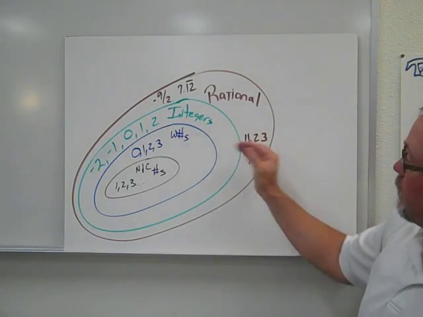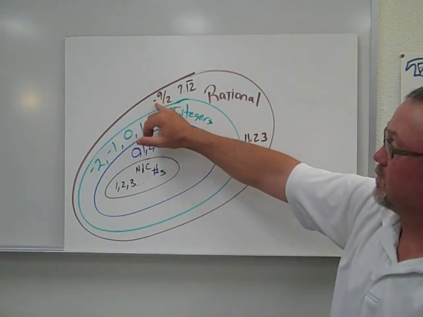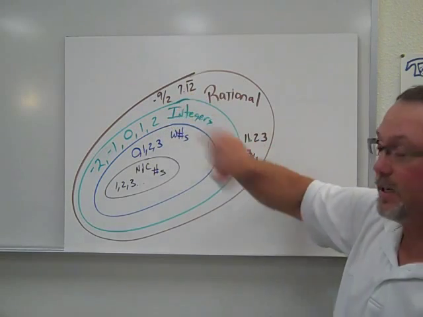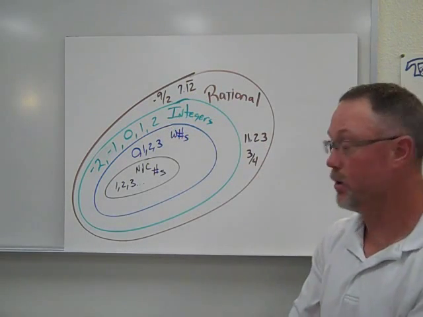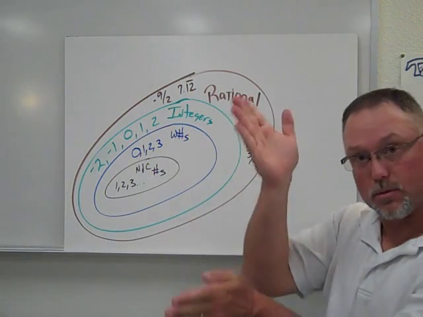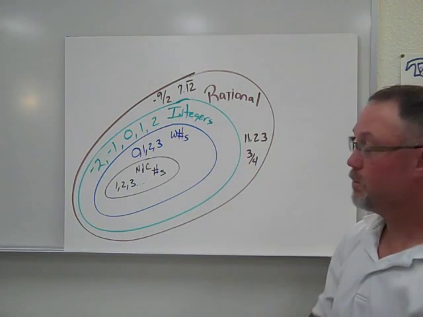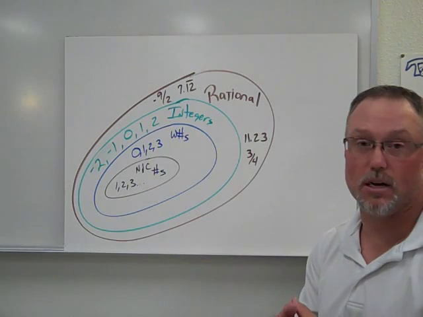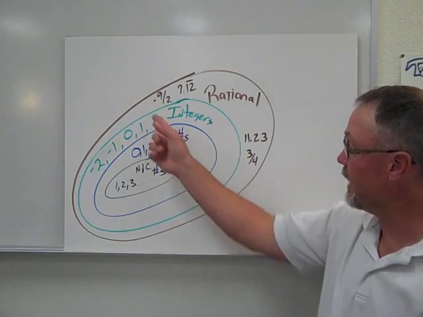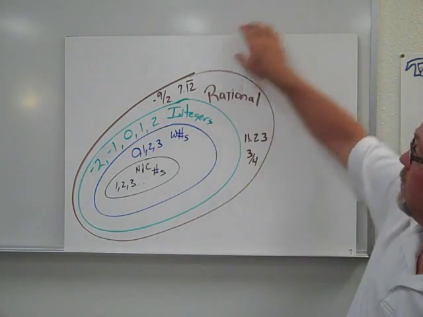So rational numbers are fractions, can be negative, repeating decimals, have a pattern, terminating decimals, they stop. Proper fractions, mixed numbers, they can also be negative like I showed you here.